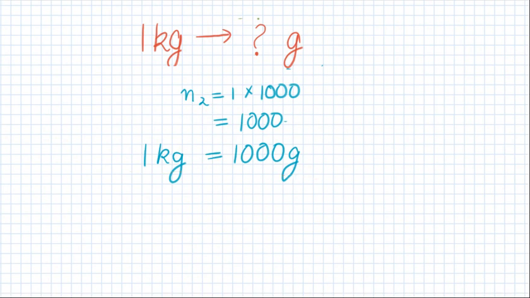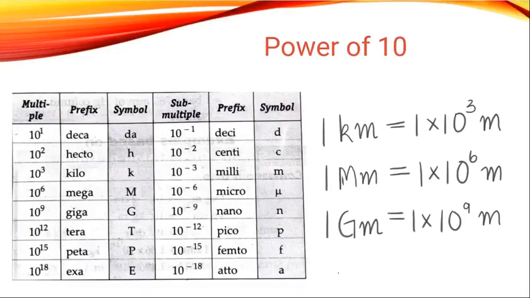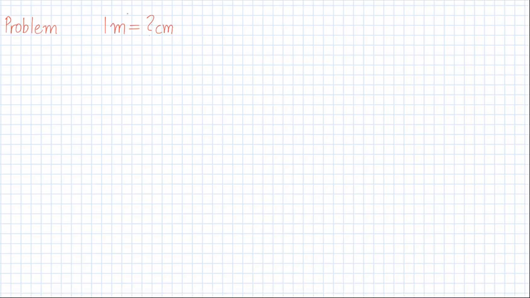Okay, let's take one more example. Suppose there is a problem given. You have to convert this 1 meter to centimeter. Okay, you can always use this power of 10 chart. So according to this one, 1 centimeter equals how much? 10 to the power minus 2. But in terms of meter, it will be 10 to the power 2. That means 10 to the power 2 centimeters equals 1 meter. Fine. So here it should have a value of 10 to the power 2.